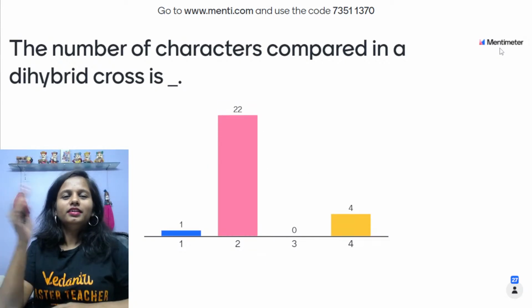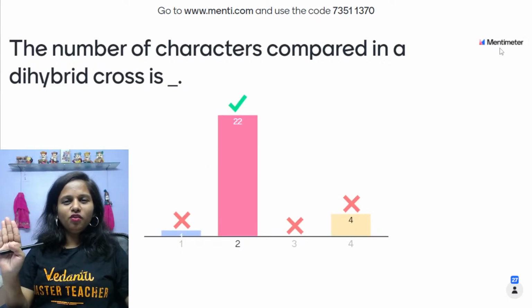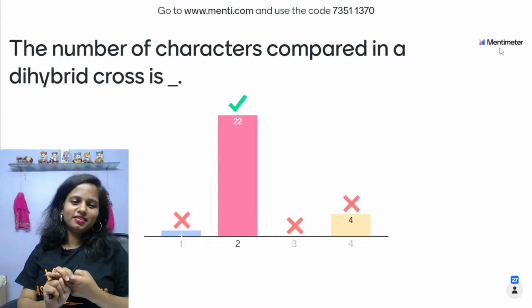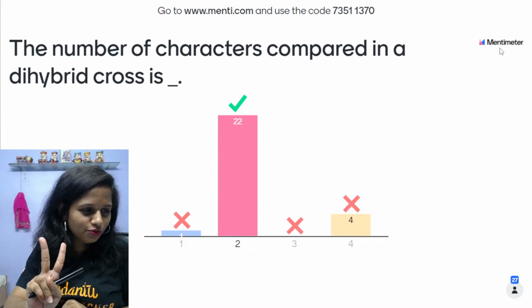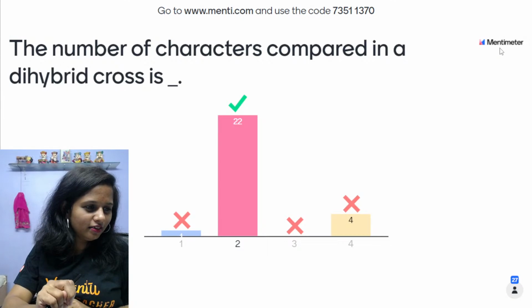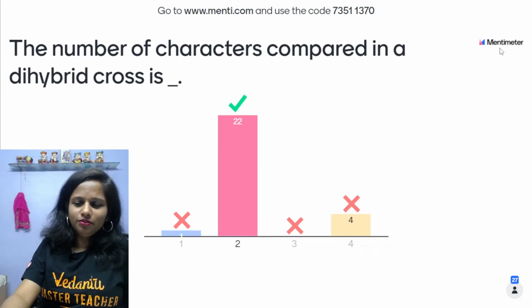How many characters, beta? Dihybrid cross. Di means two. So two pairs of contrasting characters crossed. Two. Okay.